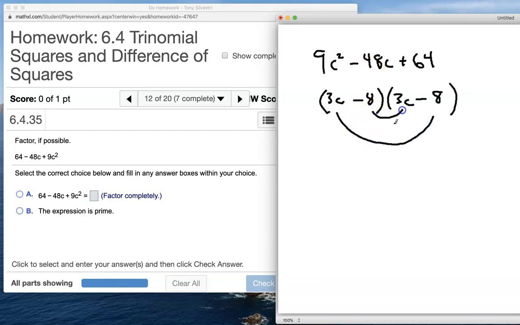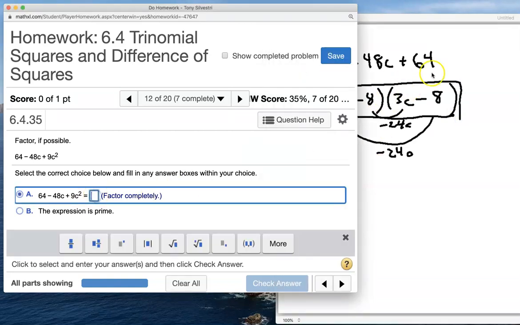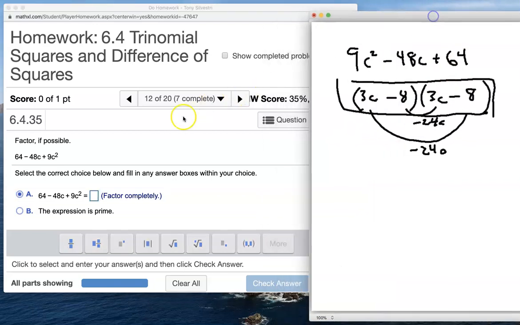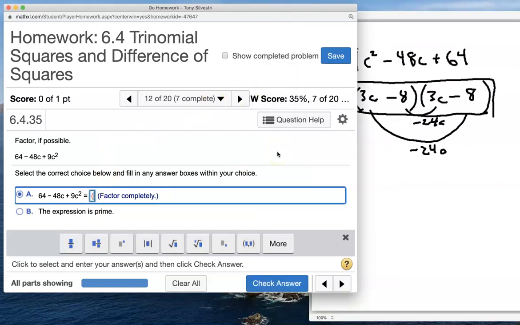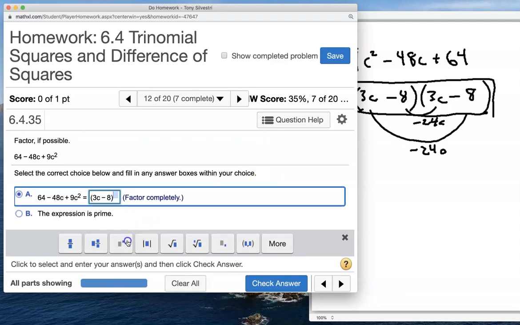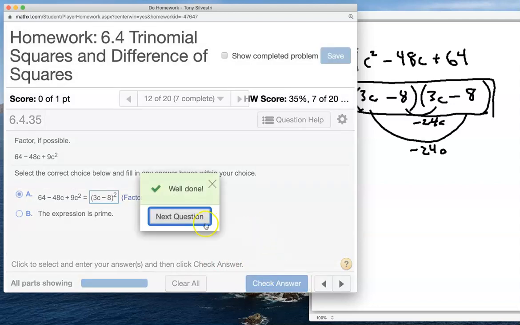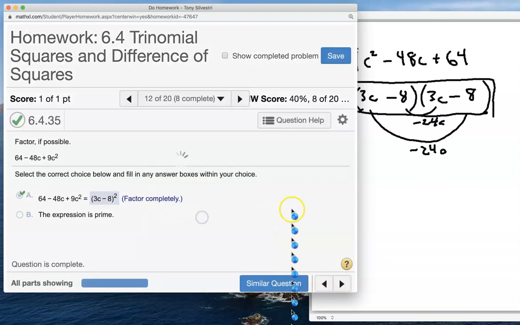Outer plus the inner: negative 24c and negative 24c. Add those together, you get this. There's your answer. Now, you could just enter this, but I want to do it the cool way because I notice it's the same factor written twice. If it's the same factor written twice, I would say 3c minus 8 and square it. Check your answer. Well done. I love it.